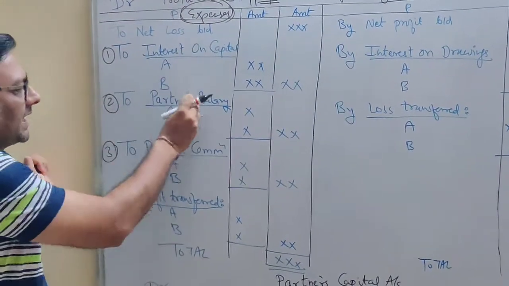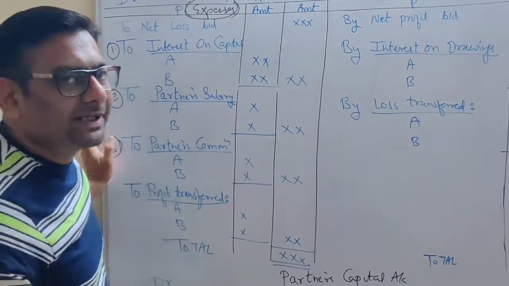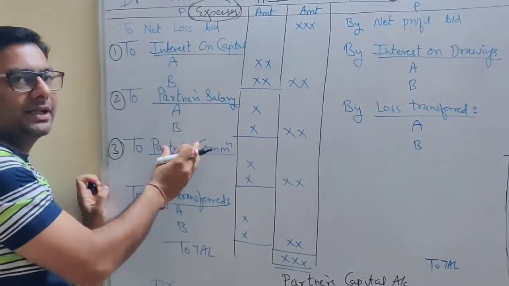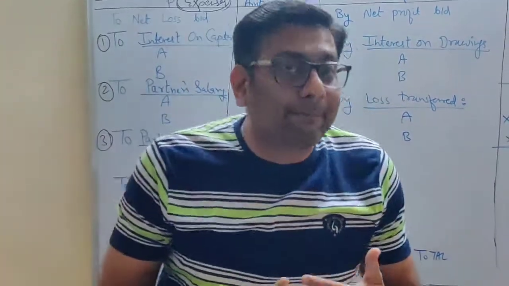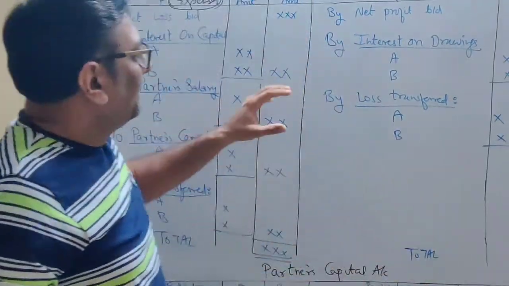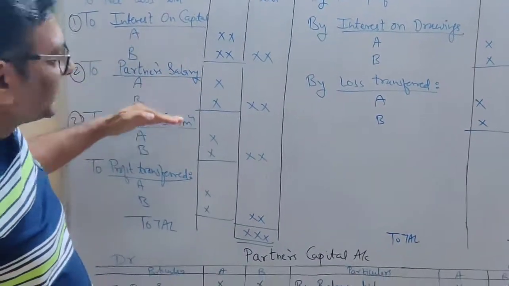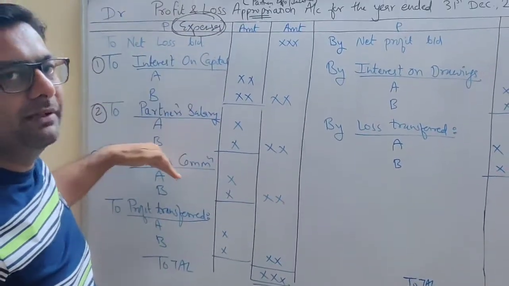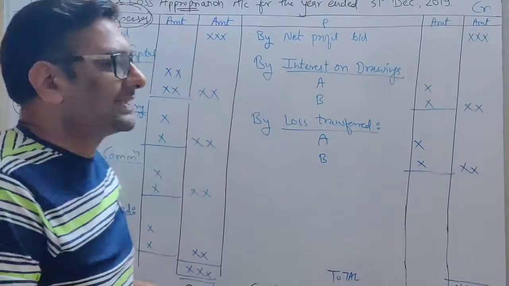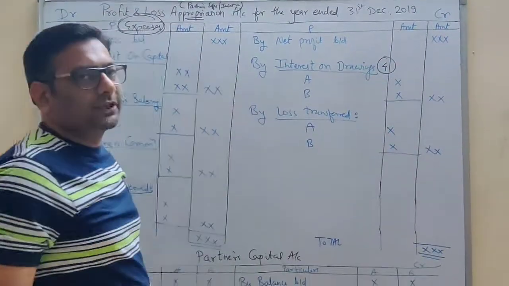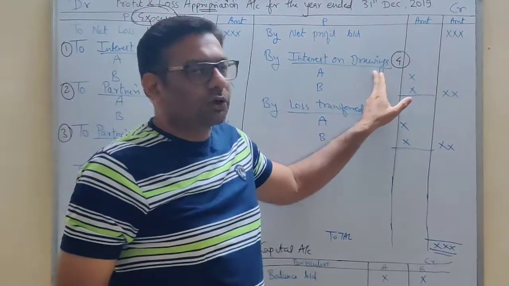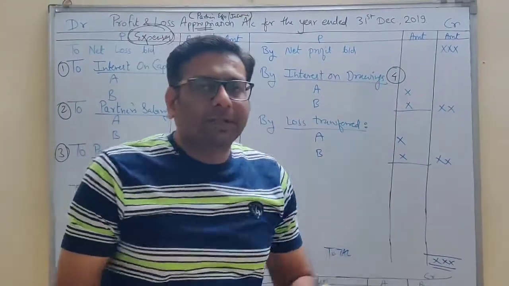So all these 3 items are basically expenses by nature. You are going to debit them. So only 3 entries come on the debit side. So student, whenever you make the appropriation account, make it a small account because there are only 3 entries to be debited. On the credit side, you are going to record, this is the 4th item that you have, interest on drawings. Now, what do you mean by drawing?